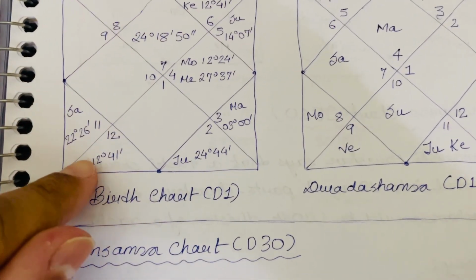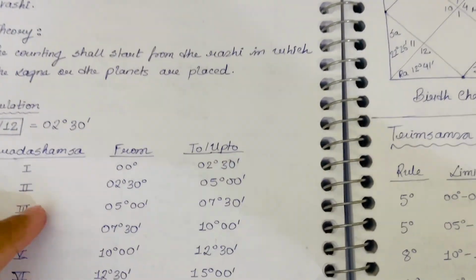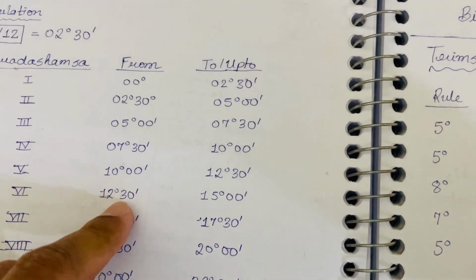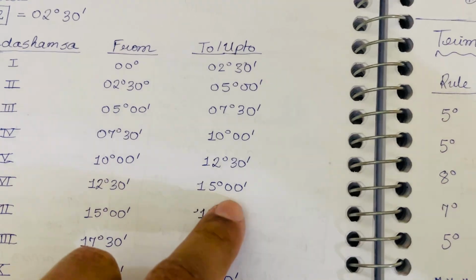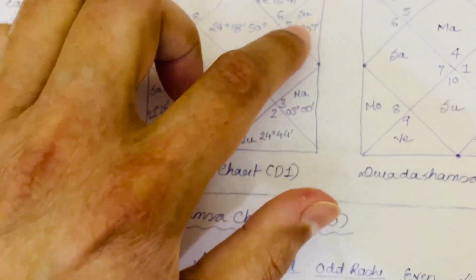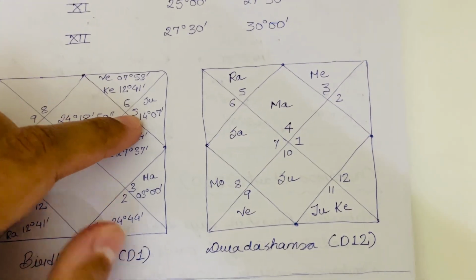Let's come to Rahu. The longitude of Rahu is 12 degree and 41 minutes, which is falling in the 6th Dwadashamsha. From here you count 6: 1, 2, 3, 4, 5, 6. So Rahu gets placed in the sign of Leo in the Dwadashamsha chart.